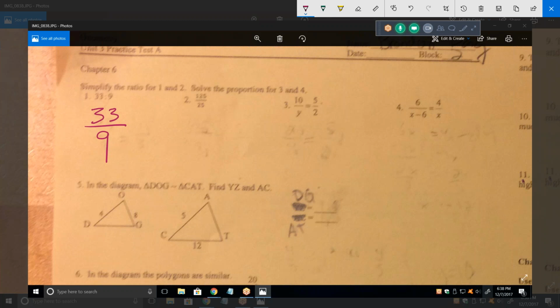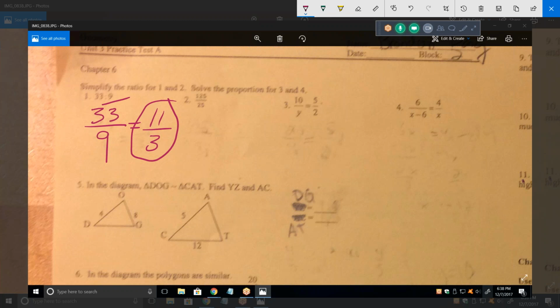About 3. What's the top divided by 3 equal to? What's the bottom divided by 3 equal to? That's what you have to have as the answer. You would definitely lose points for that.